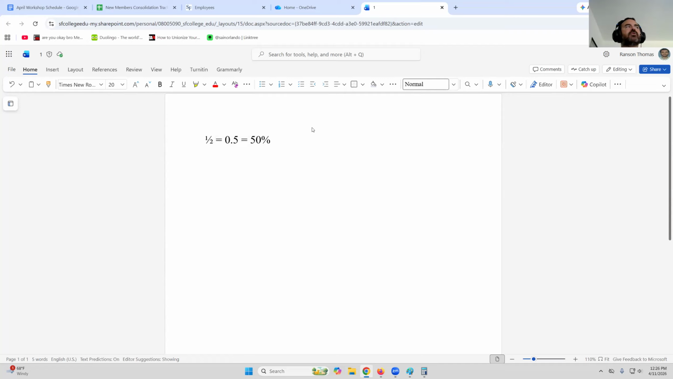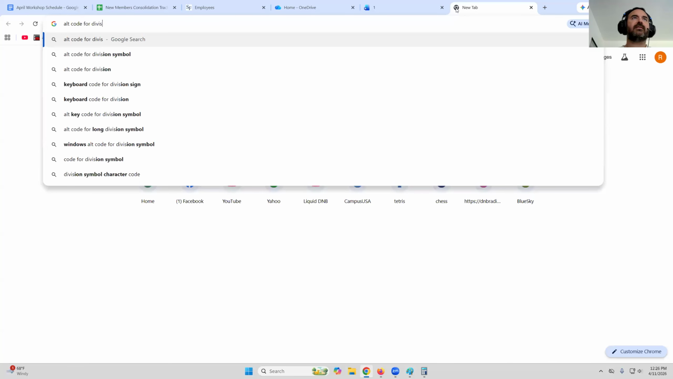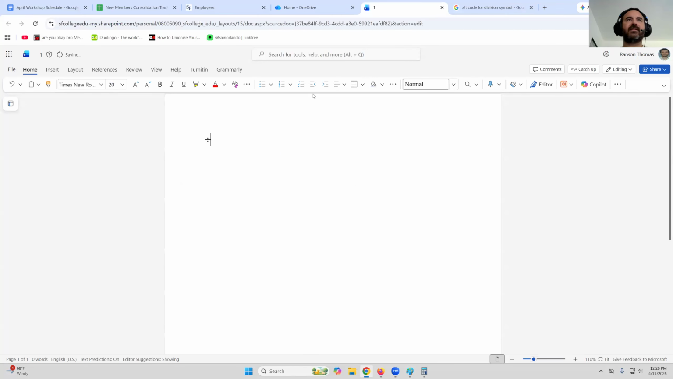The reason I bring this up is oftentimes some of y'all probably see memes and things that are like how to do this math problem. And it's like, I don't know where the division sign is in Word. Let's find it out together. Alt 246. Okay, let's make sure that's actually the case. All right, there we go.